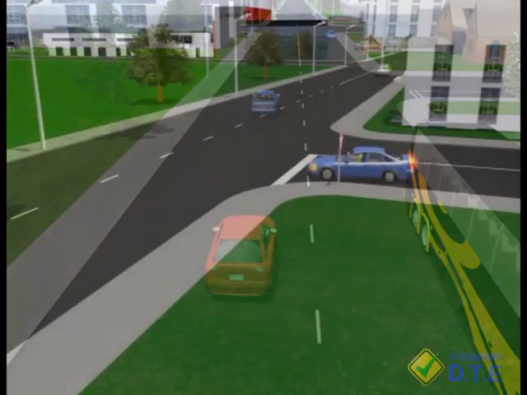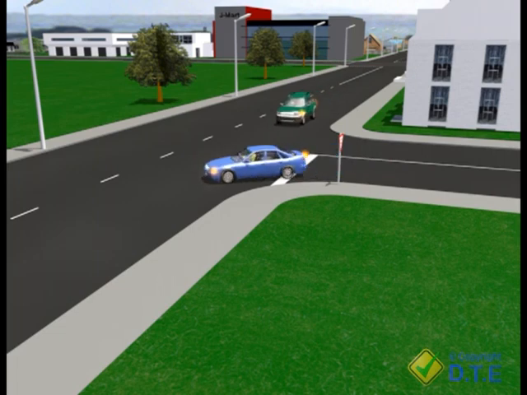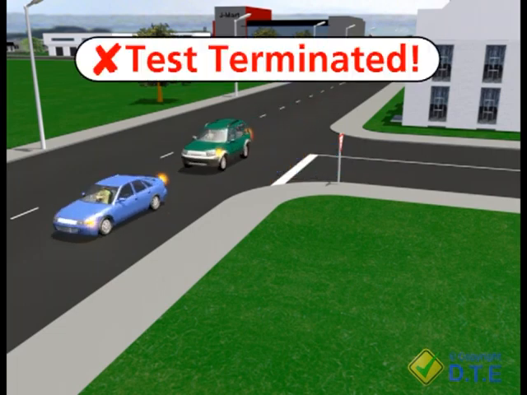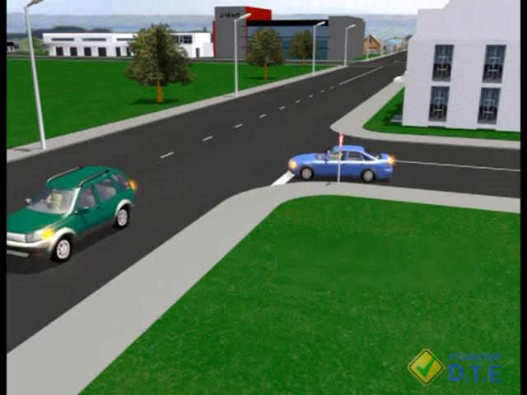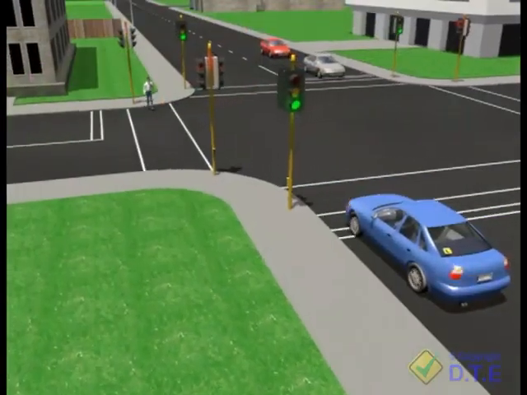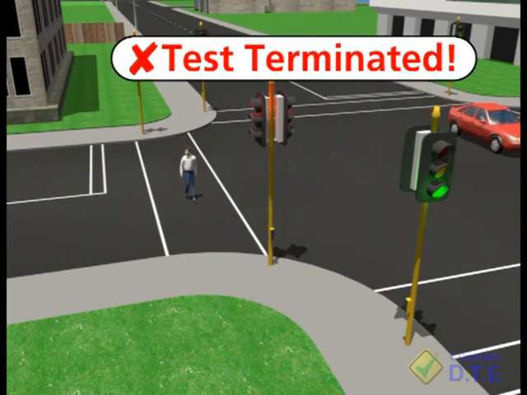The approaching green car is showing a left indicator, which is mistakenly left on from an earlier turn. The driver of the blue car fails to read the situation appropriately and pulls out. Test terminated. Remember, when observing signal use, also include studying the vehicle's position and approaching speed. Those are the true indicators. The driver turns left but fails to give way to the pedestrian before turning. Test terminated.